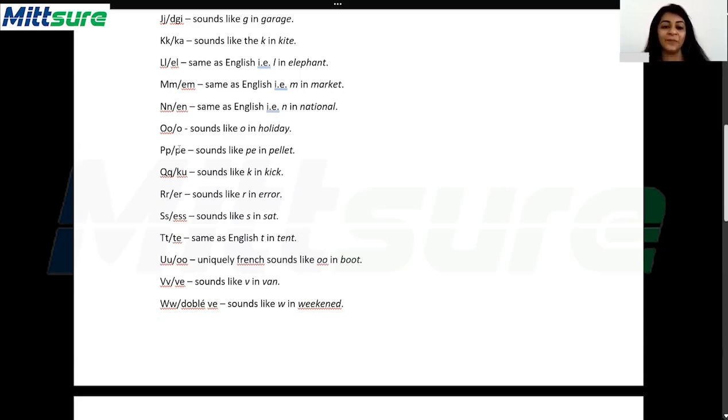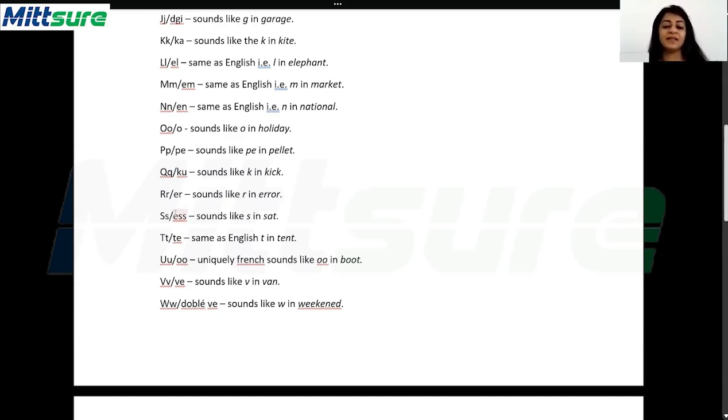Now let's go ahead. P will have the sound as pay, just like in the word palette. Then Q will have the sound as ku. Yes, but it will have the sound of ka only. Then R. R is the most difficult letter to pronounce because it has to be pronounced through the throat. Yes, it is quite difficult to pronounce. In fact, for me also it's difficult. I hope you will do it much better than me. The sound of R is like in the word iron.